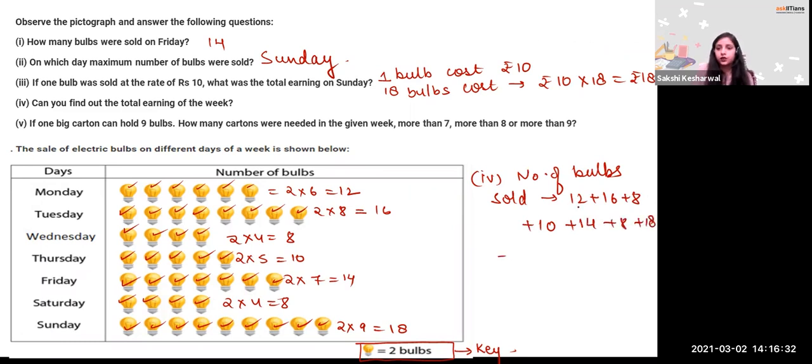So we have to just count it. So 12 plus 20, that is 20 plus 16 is how much? 36. 36 plus 10 is 46. 46 plus 14 is how much? 60. 60 plus 18 equals what? 78. 78 plus 8 equals what? 86. So it is 86 bulbs.